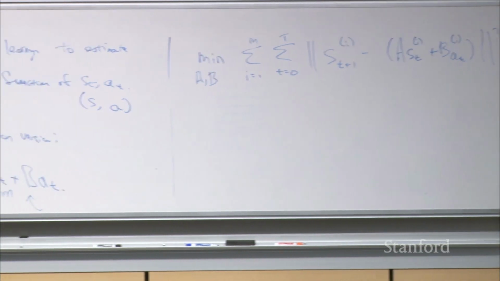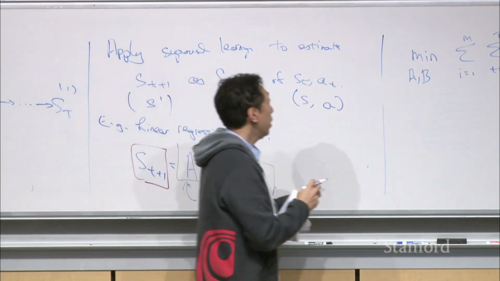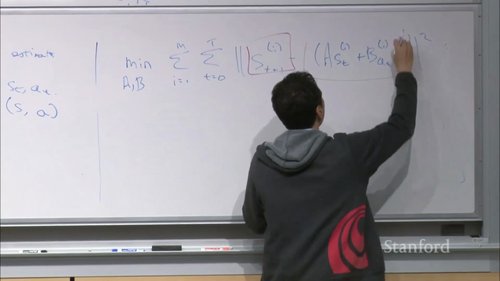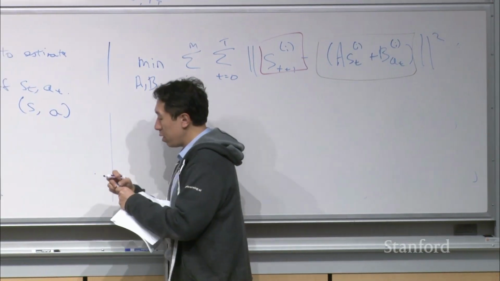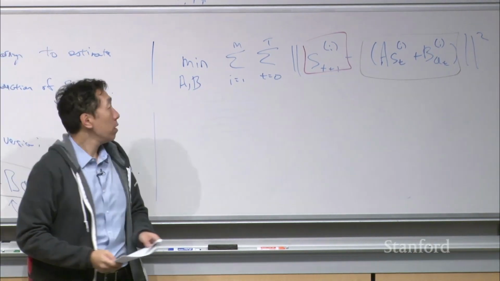So you want to approximate s_{t+1} as a function of that. And so, it's pretty natural to fit the parameters of this linear model in a way that minimizes the squared difference between the left-hand side and the right-hand side.